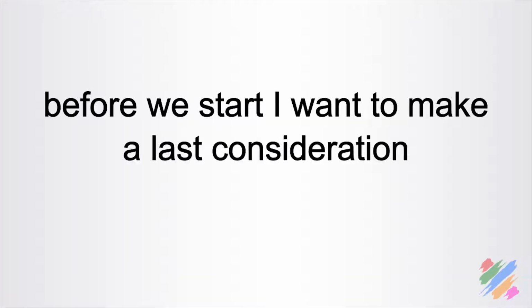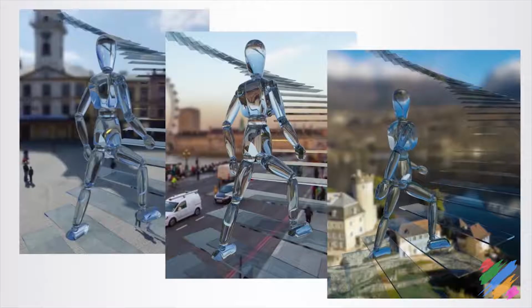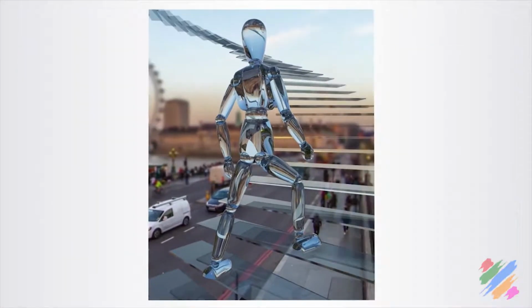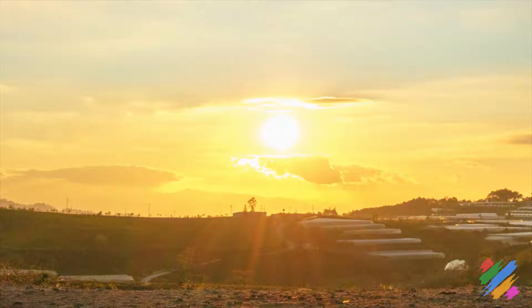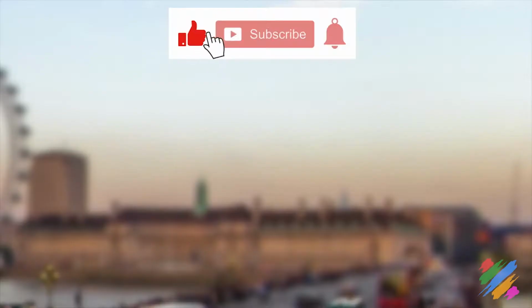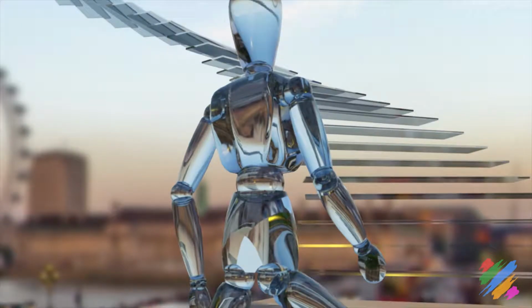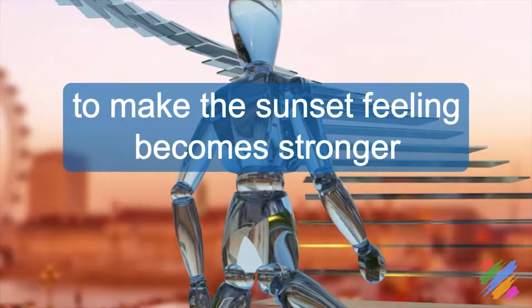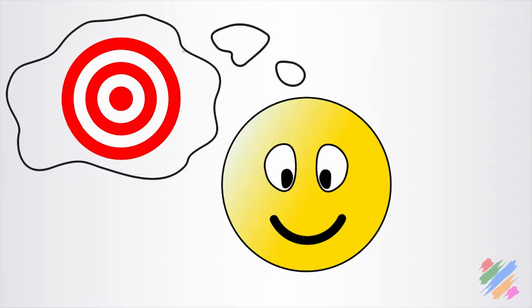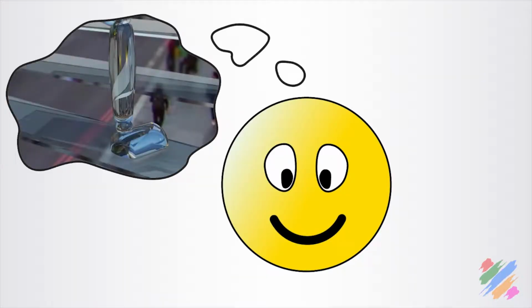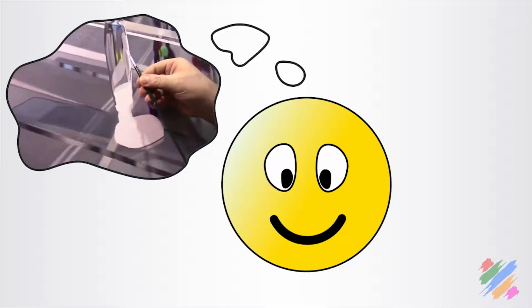Before we start, I want to make a last consideration. One of the reasons why I like this representation other than the bridge is because of the light, which is the light of an early sunset represented not in a classic silhouette way, but right in the opposite direction. Here I want to try to emphasize this light by warming up the colors where necessary to make the sunset feeling become stronger. Now that we finally have a clear idea of the target and of what we have to do to reach it, we can start working.